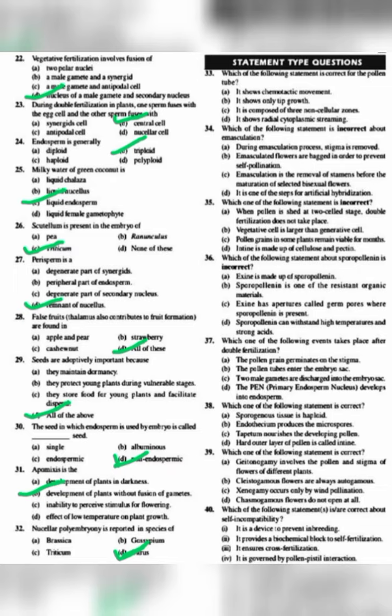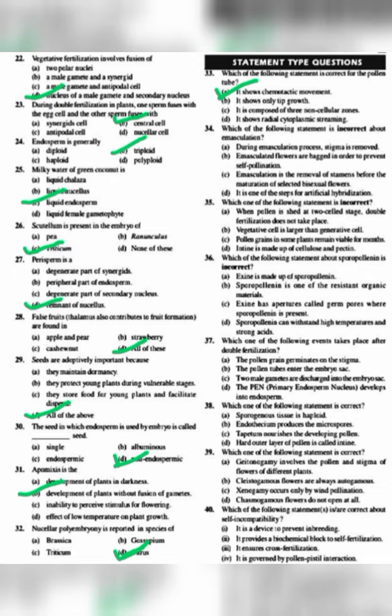33. Which of the following statements is correct for the pollen tube? A. It shows chemotactic movement. B. It shows only tube growth. C. It is composed of 3 non-cellular zones. D. It shows radial cytoplasmic streaming. So, 33 what is coming? The movement of the pollen tube towards the embryo sac through the style is chemotactic, as it secretes pectinase and other hydrolytic enzymes to create a passage for its entry into the style. So, 33 it is coming A.